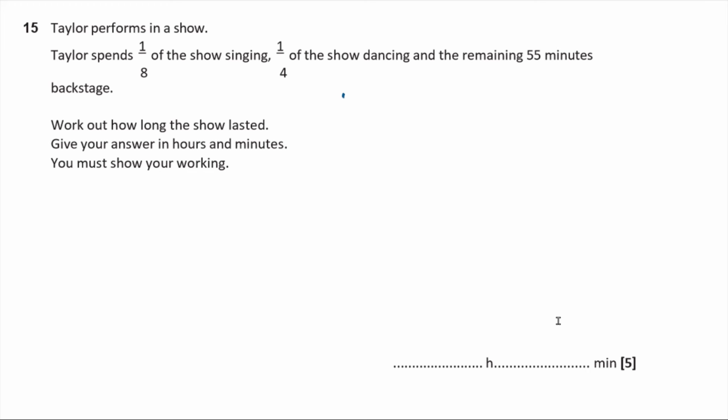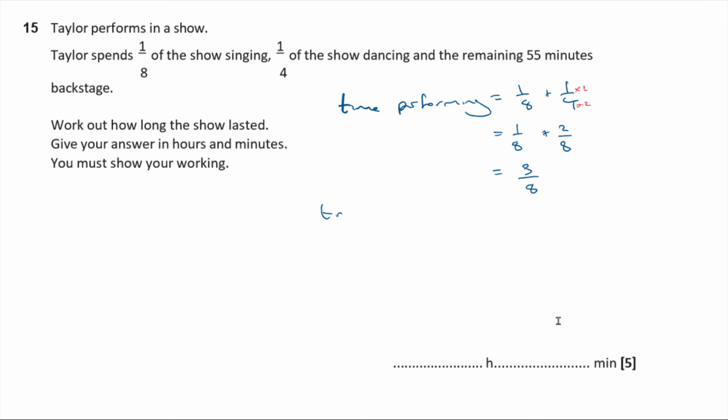Okay. So time performing is going to be 1/8 for the show where she was singing, plus 1/4 of the show where she was dancing. So adding that together, what's 1/8 plus 1/4? Well, 1/4 is 2/8, isn't it? Just times top and bottom by 2. So that's going to give me 1/8 plus 2/8, which is 3/8.